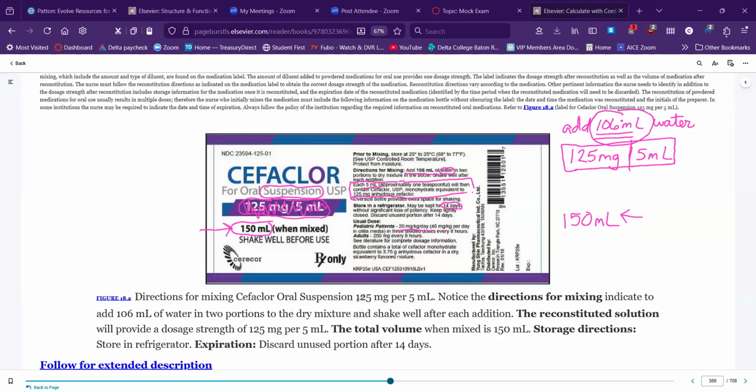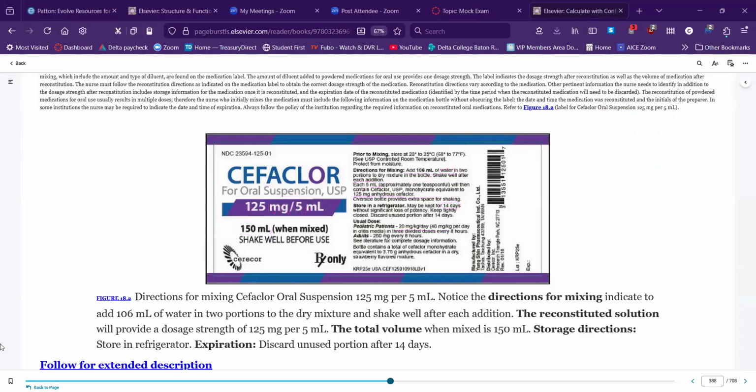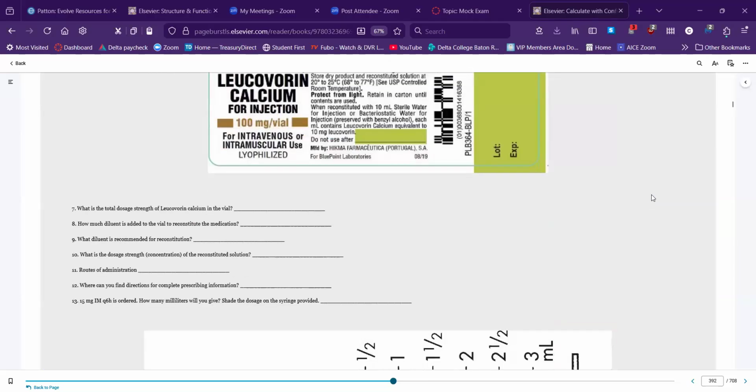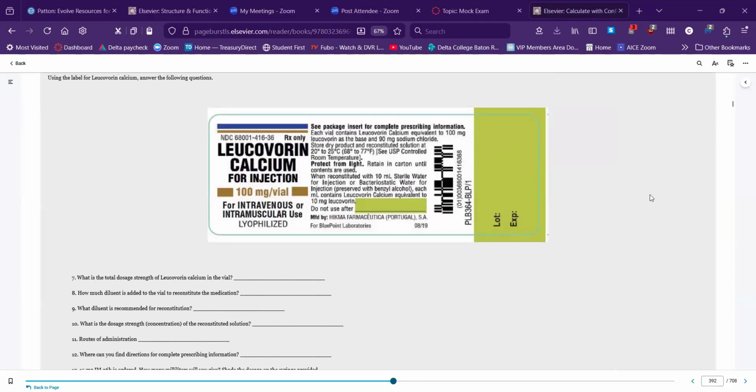Now, let me show y'all one other one that is a little tricky. So let me erase this one. All right, let me find the one that's got, okay, let me see something. Let me see if this is one.